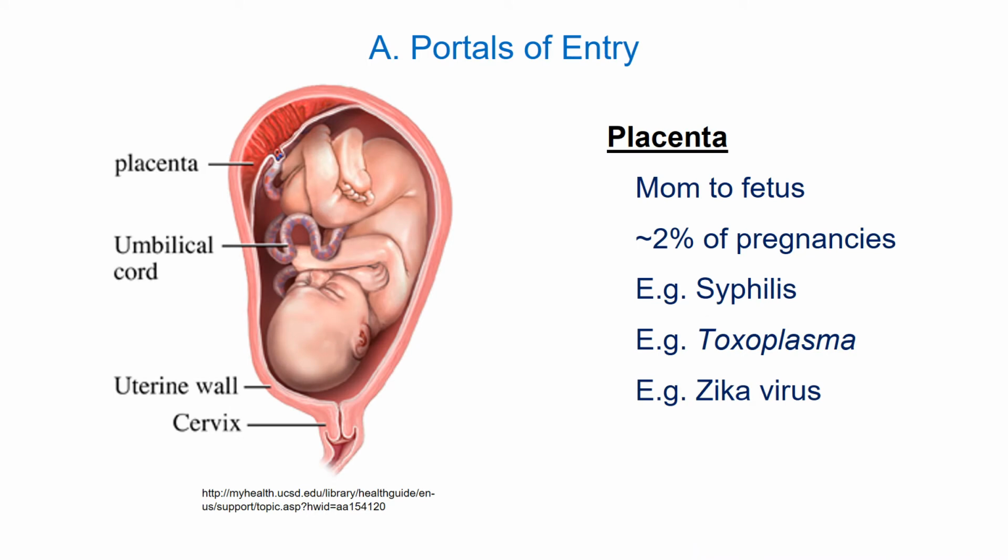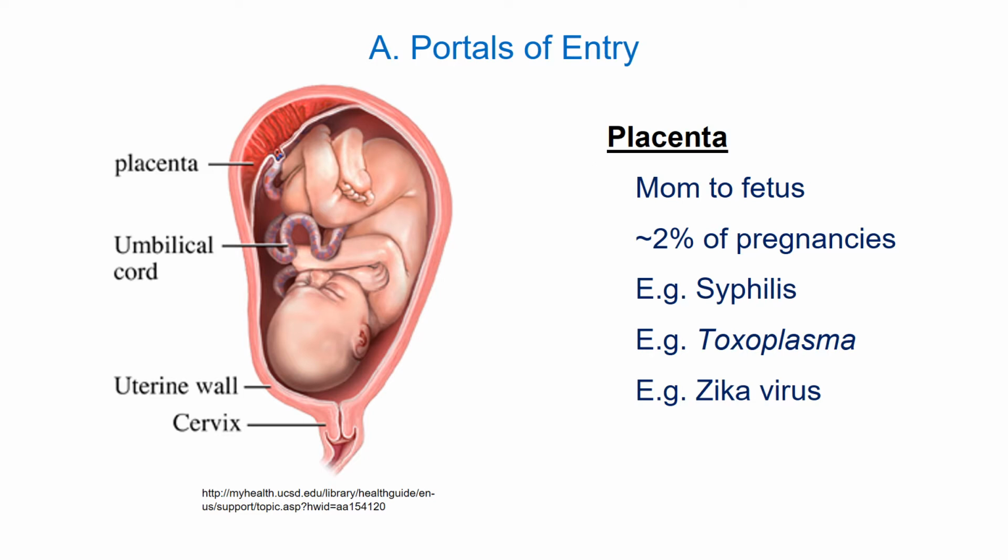There's also the placental route. There is a distinction, though, between mother to fetus. Some diseases can go through the placenta to the fetus during pregnancy. You can see I have 3 examples there: syphilis, toxoplasma, and Zika virus. All are known to gain access to the fetus and can cause birth abnormalities.